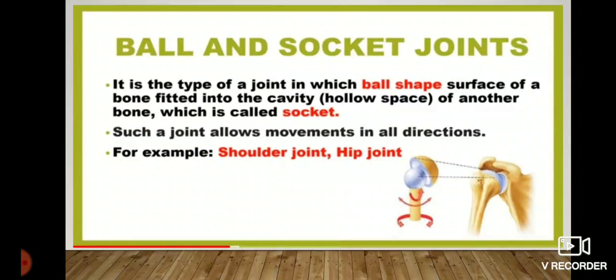Ball and socket joints. It is the type of joint in which the ball-shaped surface of a bone fits into the cavity of another bone, which is called the socket. Such a joint allows movements in all directions. For example, shoulder joint, hip joint, etc.